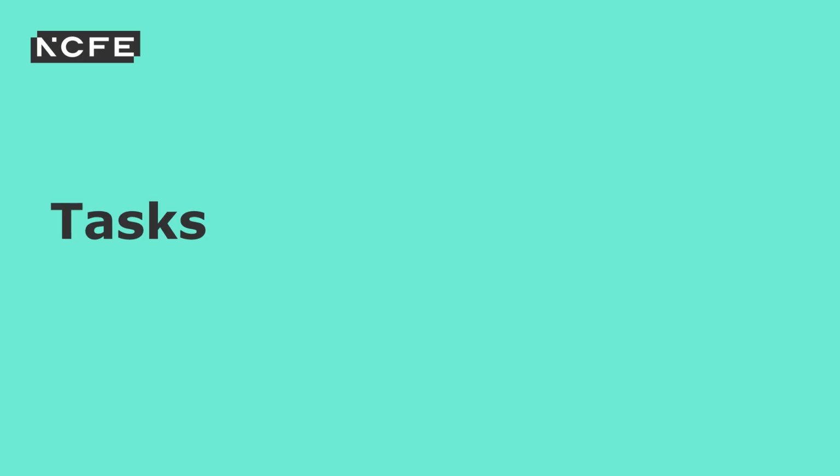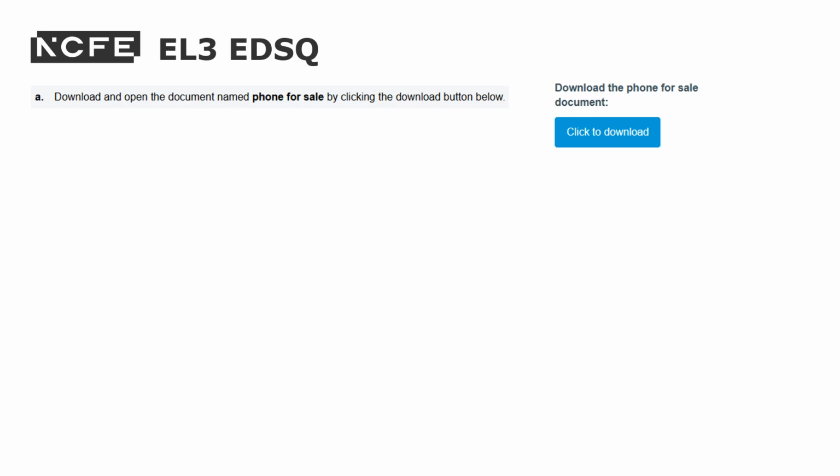And now we'll take a look at the tasks section for both Essential Digital Skills and Digital Functional Skills. So here we have a task from Essential Digital Skills, entry level 3. It simply asks, download and open the document named Phone for Sale by clicking the download button below. And you've got the download button there. And if I show the mark scheme, there's a mark available for simply downloading that. So they've been able to do that correctly.